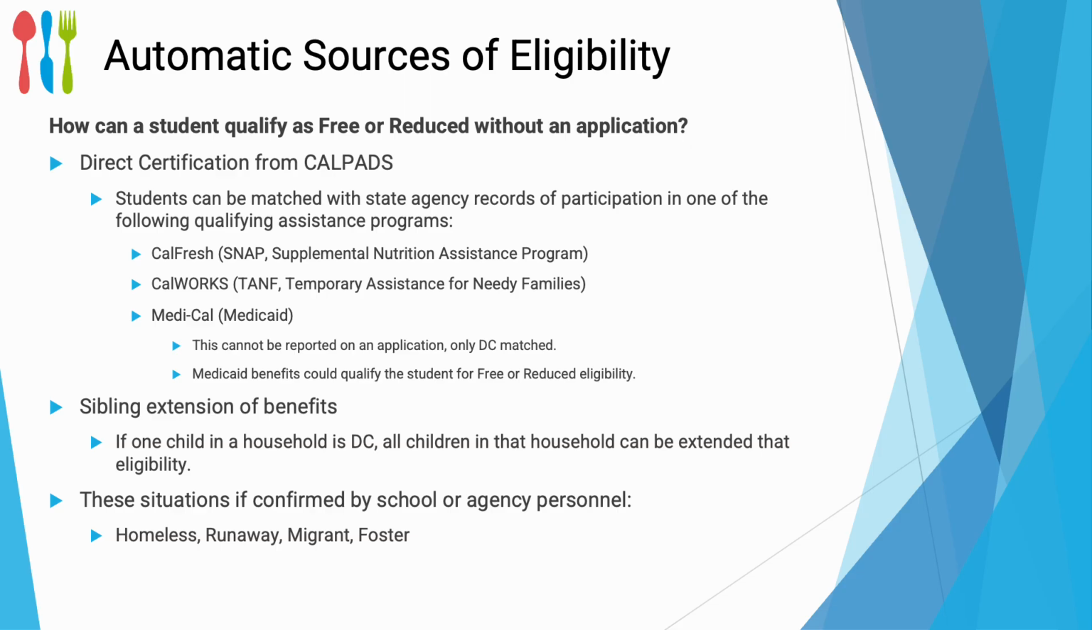So if a student is participating in any of those programs and is matched between your school records and state agency records, they are automatically eligible as free or reduced. Also, if one child in the household is directly certified, then all children who live in that household can be extended that eligibility. So it's important for you to review the things that we send home to make sure that we're catching all those siblings who may not have been directly certified themselves, but should be granted the same status.